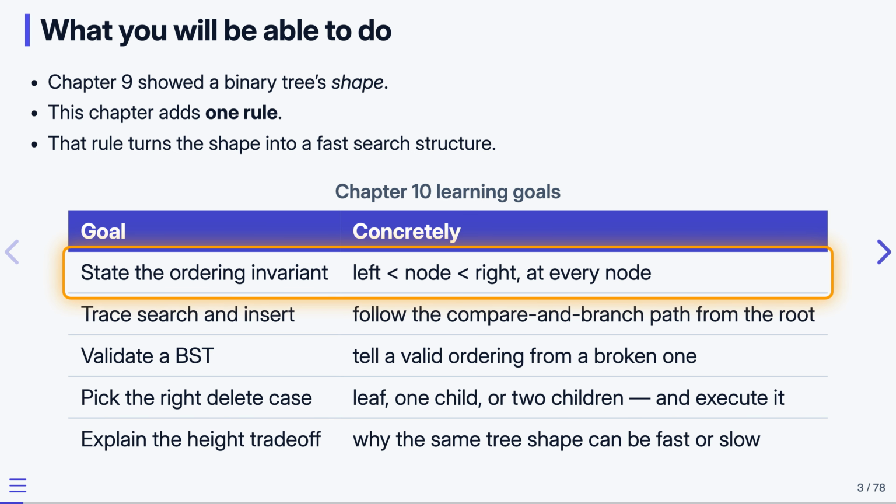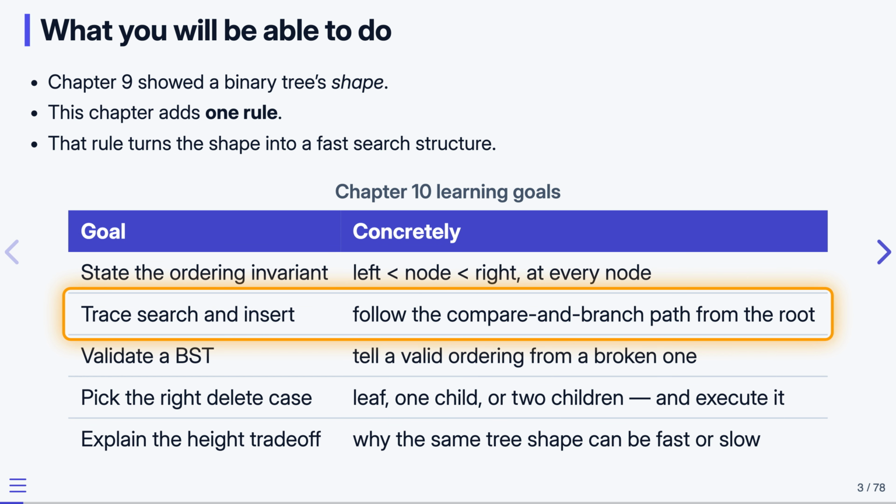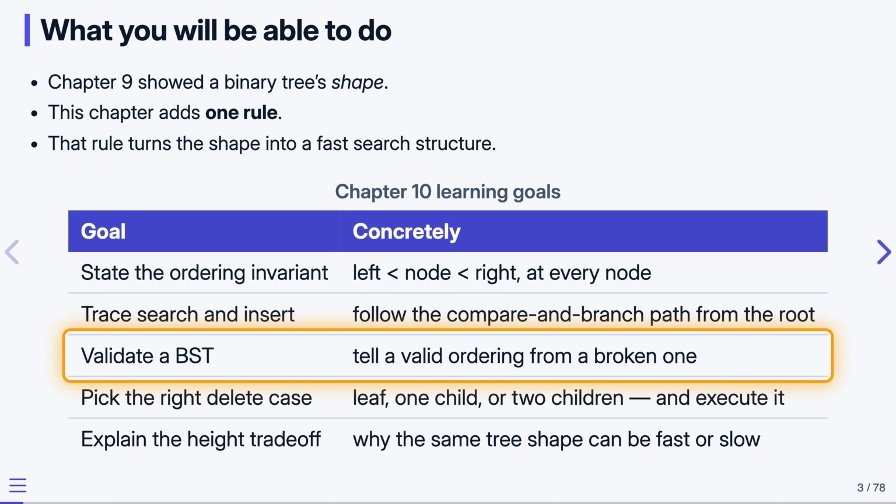First, you will state the ordering rule. At every node, the left side is less than the node, and the node is less than the right side. Second, you will trace search and insert. You start at the root, compare, and follow one branch down the tree. Third, you will validate a tree. You will tell a correct ordering apart from a broken one.